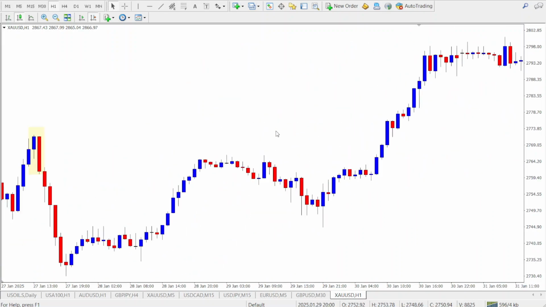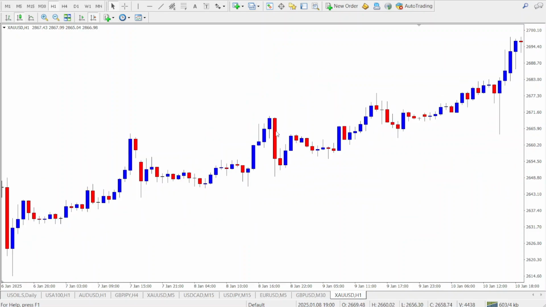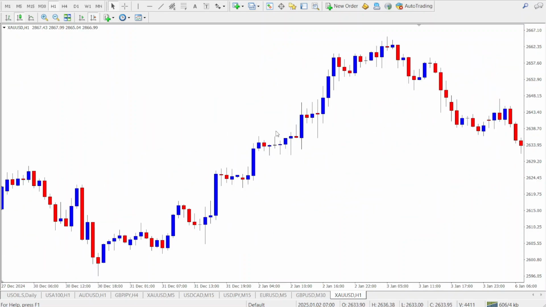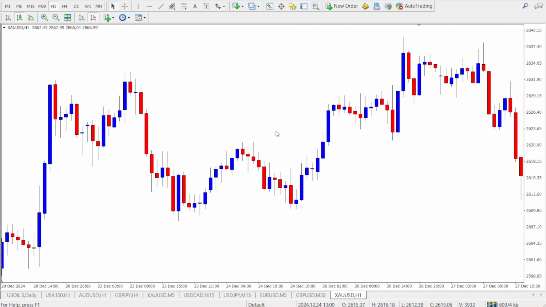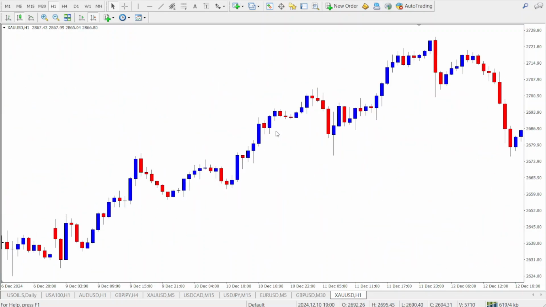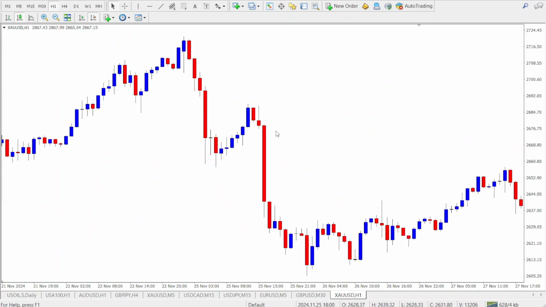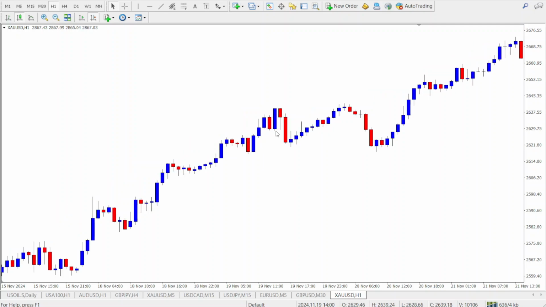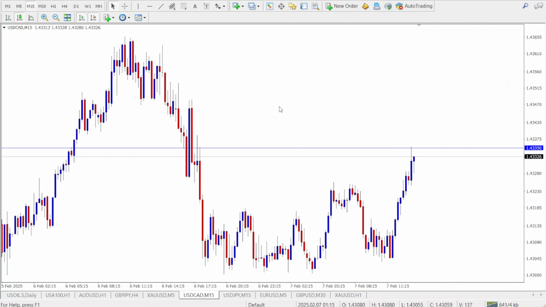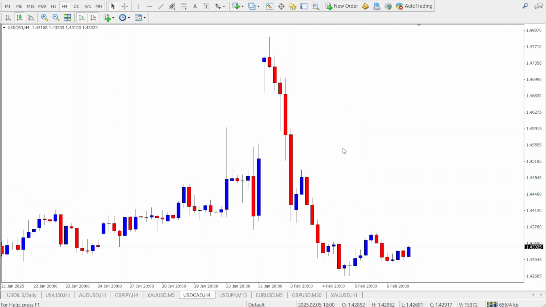Now, we also have the evening star and morning star. The evening star and morning star are three candle formations. They come in three candles. I'm just checking if I can find one real quick. All right, I think we have a morning star around here.